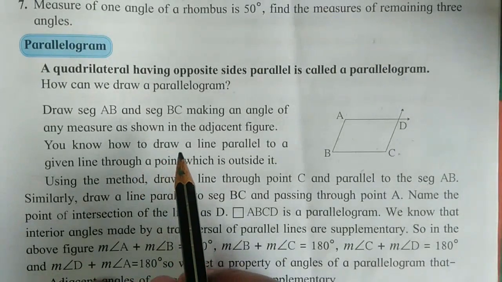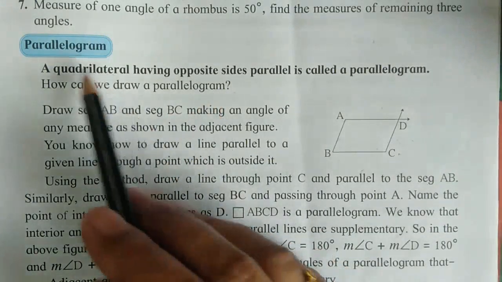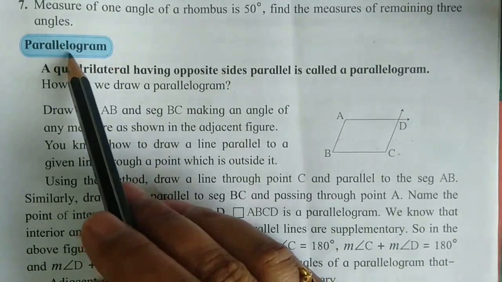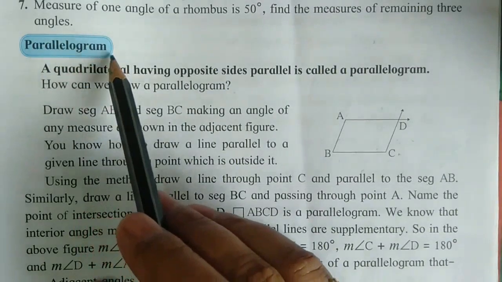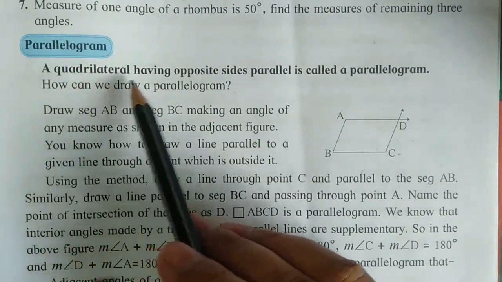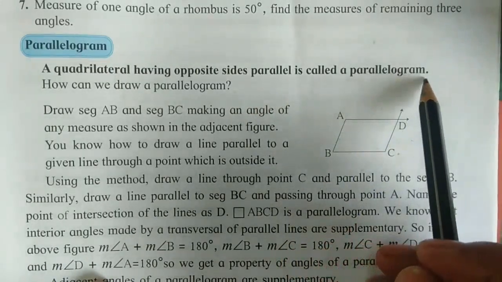In the previous video we have completed practice set 8.2. Now in this video we will start the next topic. In that the first is parallelogram. Parallelogram is one of the types of quadrilateral. See the definition. A quadrilateral having opposite sides parallel is called a parallelogram.